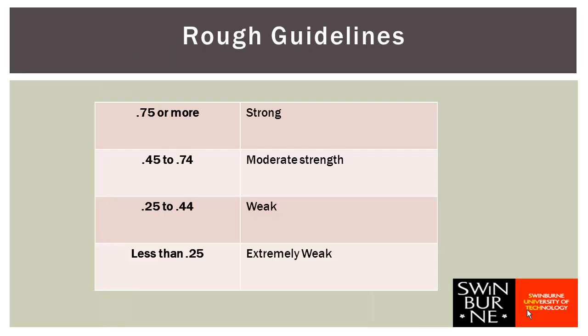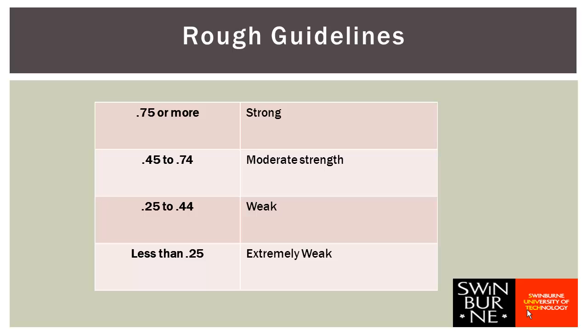Now we have some rough guidelines for interpreting the values of Pearson's R. We say that if the value of the correlation coefficient is 0.75 or more, that's a strong relationship. If Pearson's R is between 0.45 and 0.74, we'd describe that as moderate strength. Between 0.25 and 0.44 we'd call weak, and a correlation less than 0.25 we'd refer to as being extremely weak.